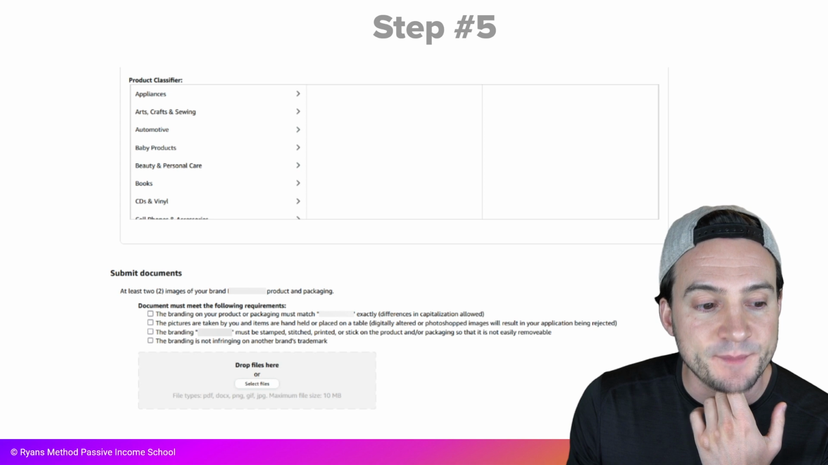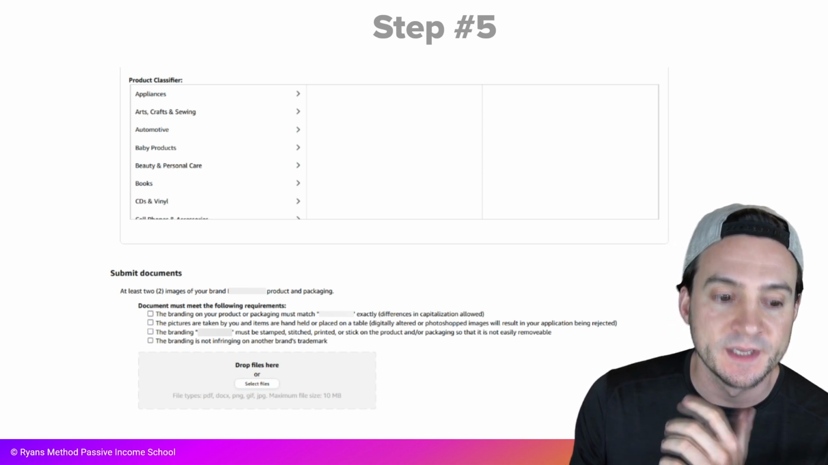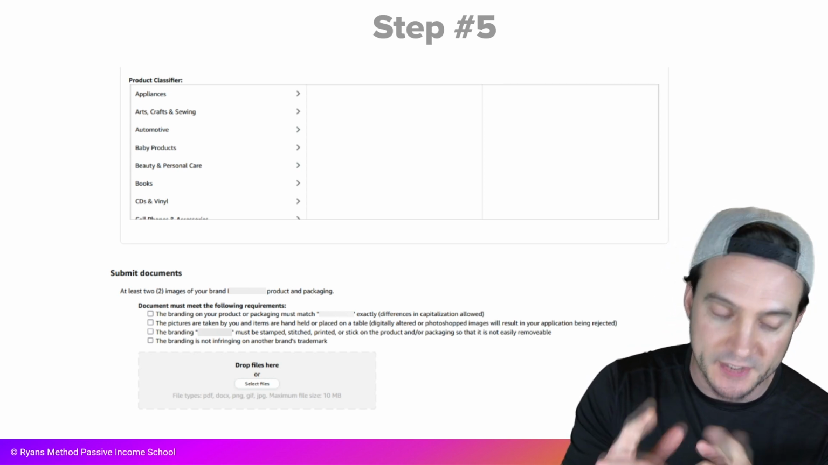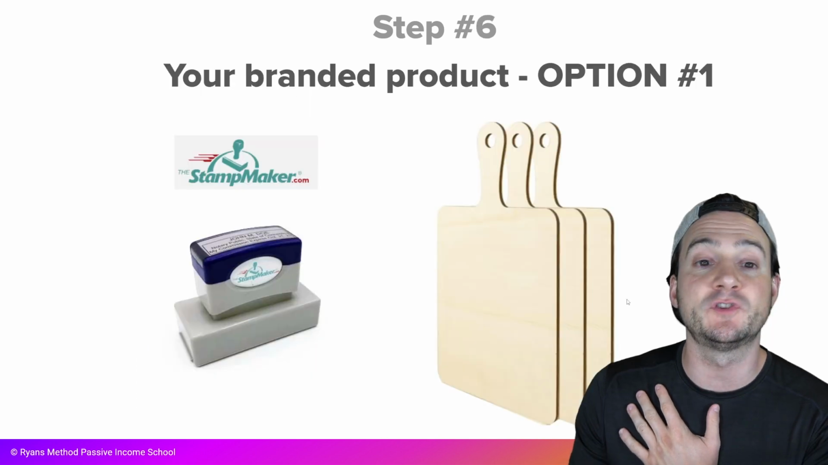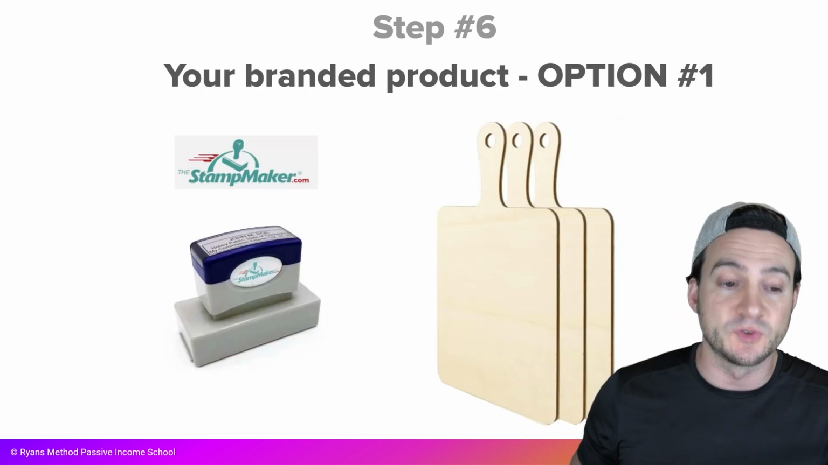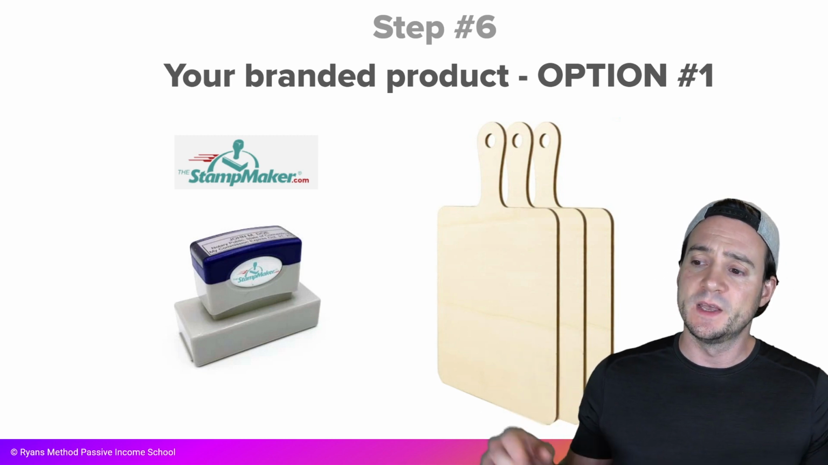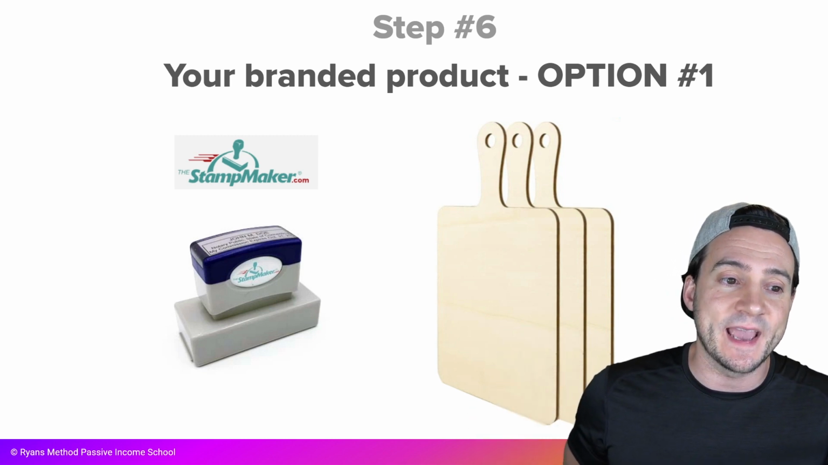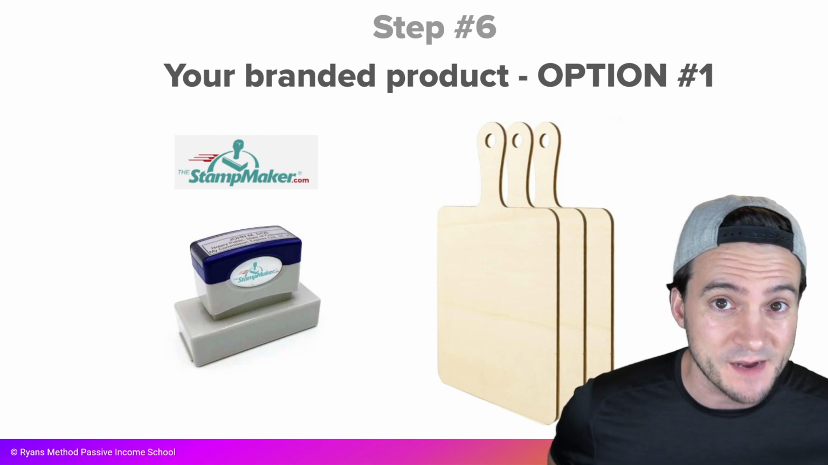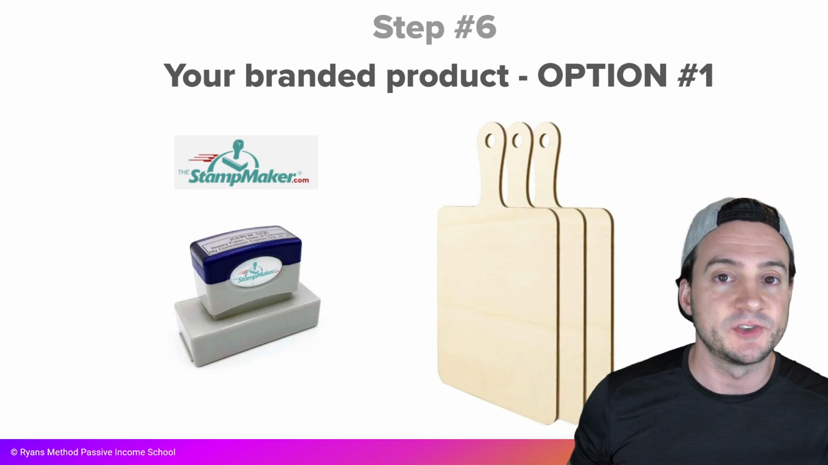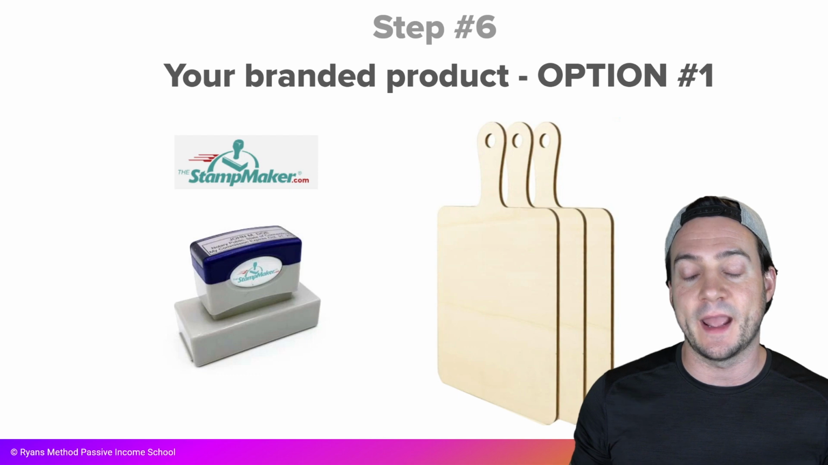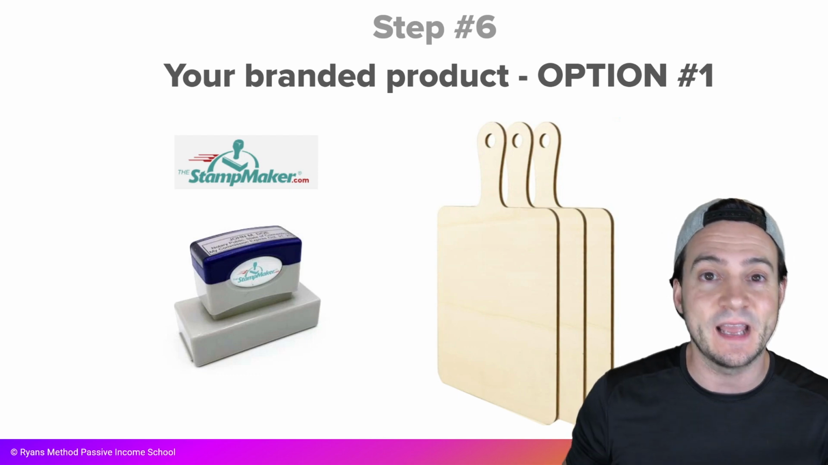They ask you to submit at least 2 images of your brand, and then it'll say what brand you requested on product and packaging. So you have 2 options. This is what I did most recently when they made me redo my GTIN exemption for some reason. I put my logo on a stamp from stampmaker.com and then I stamped it onto a charcuterie board. Then I took a picture and I sent it in and I got approved.